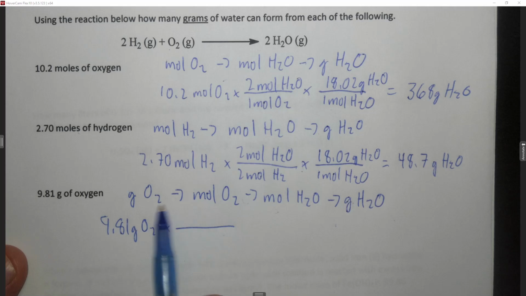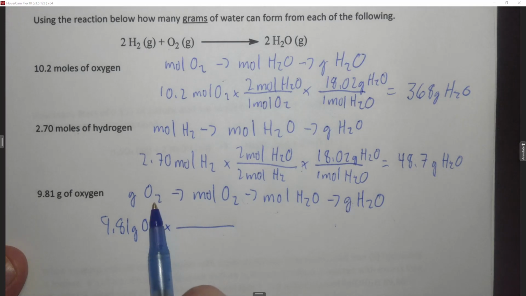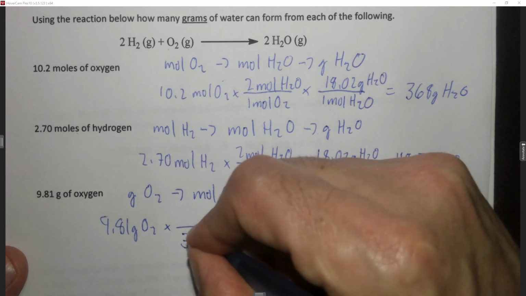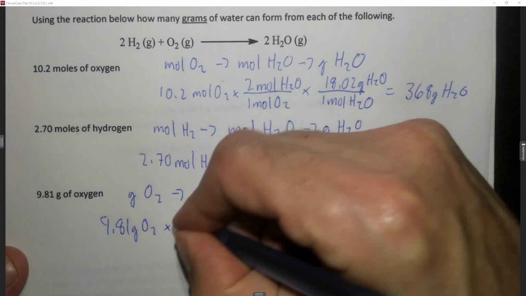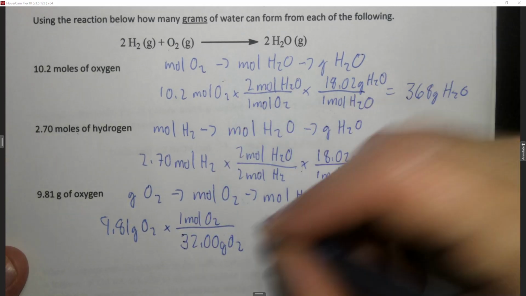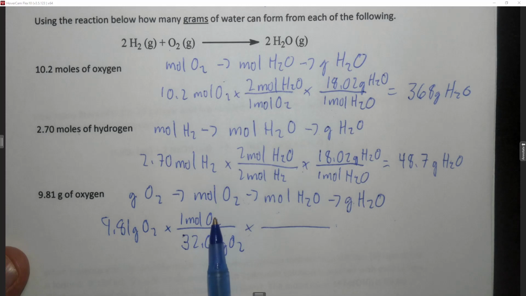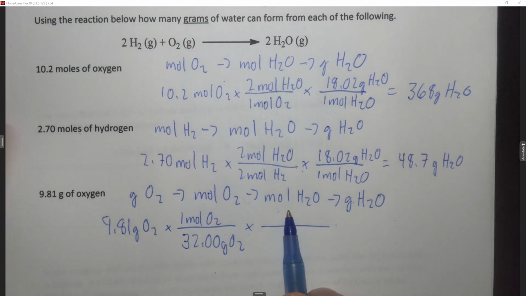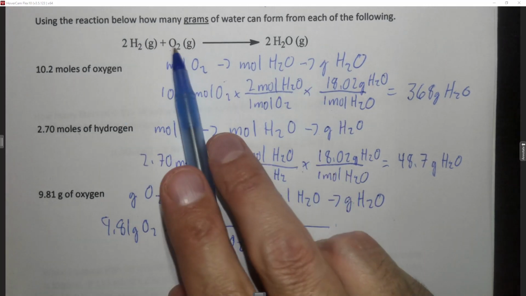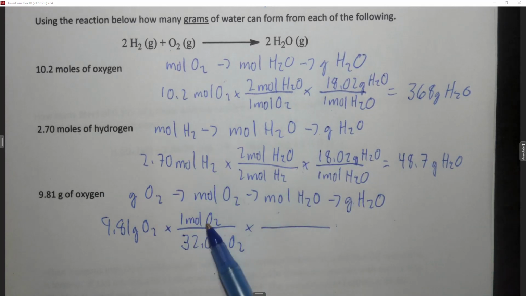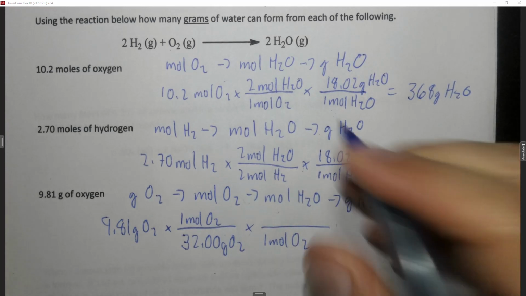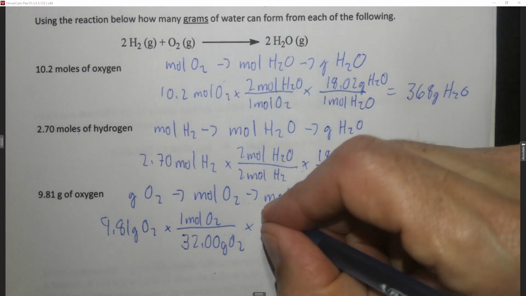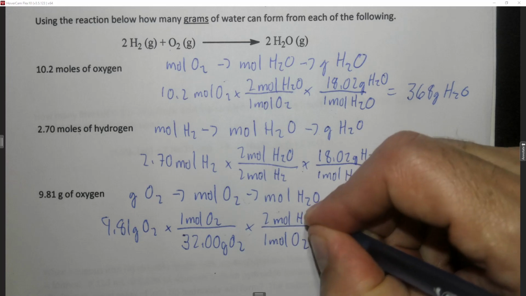The common mistake is people will put oxygen having a molar mass of 16. Don't forget that oxygen is O2, so its molar mass is 16 times 2, which is 32.00 grams of oxygen on the bottom. On top, we have 1 mole of oxygen. Now we're converting from moles of oxygen to moles of water. Always, to convert from moles of one thing to moles of another, we're going to use the stoichiometric coefficients. Here we want oxygen to go, so we put the 1 mole of oxygen on the bottom. And we want to end up with moles of water, so we put the 2 moles of water on the top.